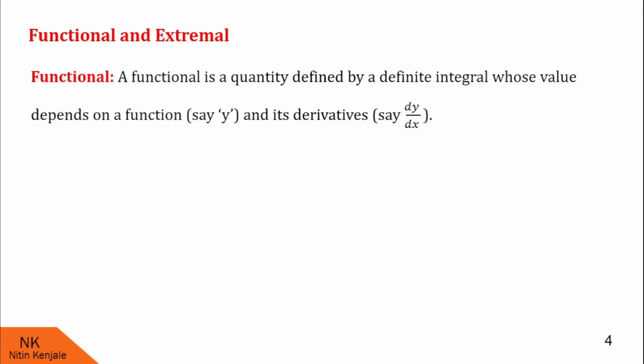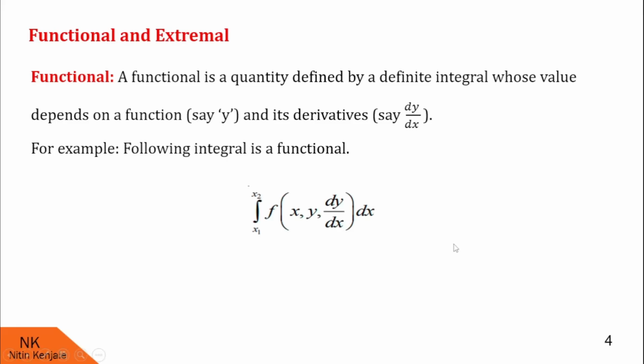Now we will see what is functional and extremal. First, functional. A functional is a quantity defined by a definite integral whose value depends on the function, say y, and its derivative, say dy by dx. For example, the following integral is a functional. Look at this integral. This integral is totally depending on function y and its derivative. x is the independent variable which takes values from x1 to x2.